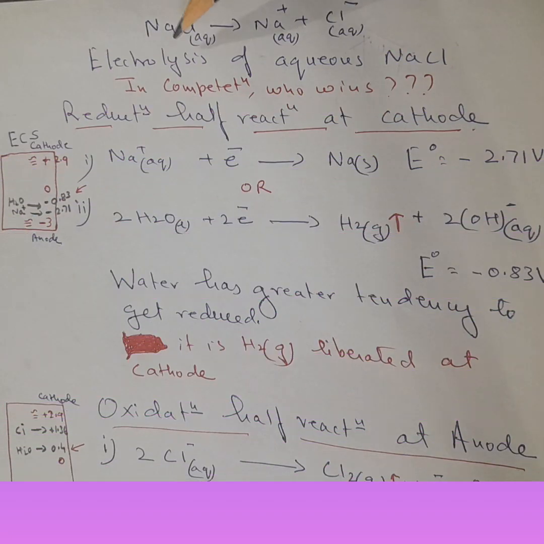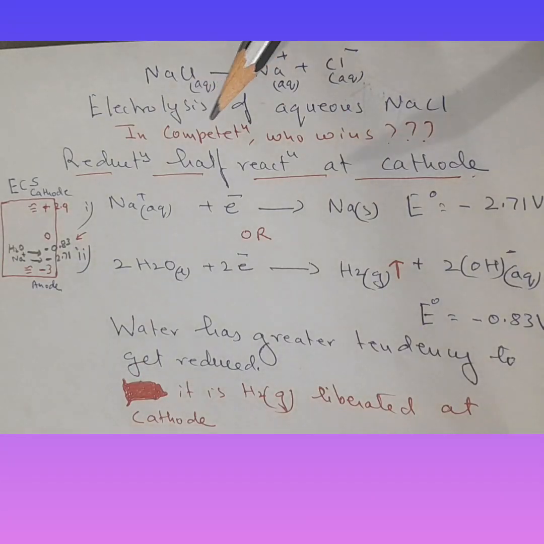Let's now understand electrolysis of aqueous sodium chloride. Sodium chloride gets dissociated into Na+ and Cl- in aqueous solution. Now let's check out what role water plays in this reaction, and how it competes in the reduction and oxidation half cell reactions. Alright, so let's move in.